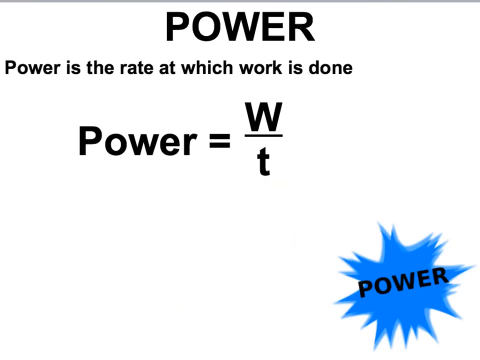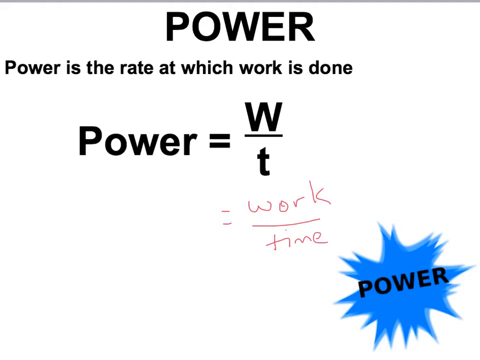Another formula that we're going to be working with is that for power. Now power in physics is the rate at which work is done. And whenever you have the rate of something, it's that thing over time. So, even though work didn't have anything to do with time, just the force and the distance, when we divide work by time, then we have power. So, power is work over time.